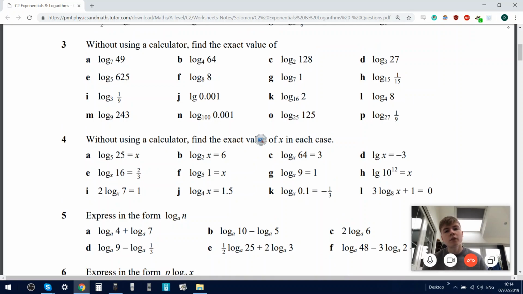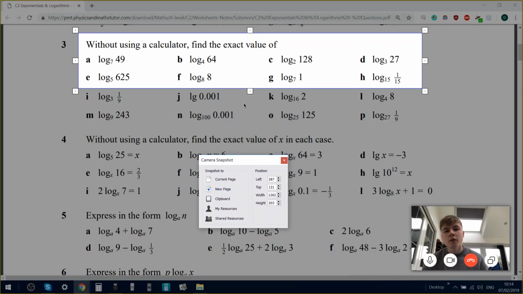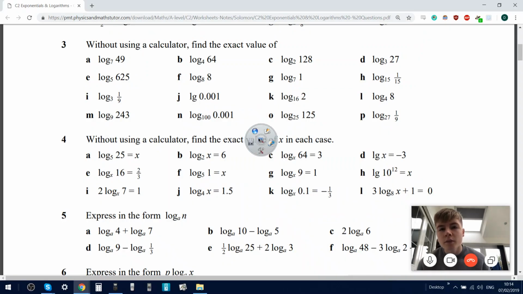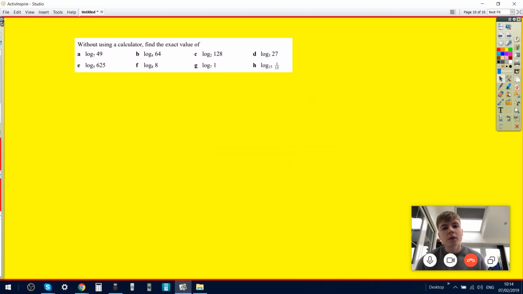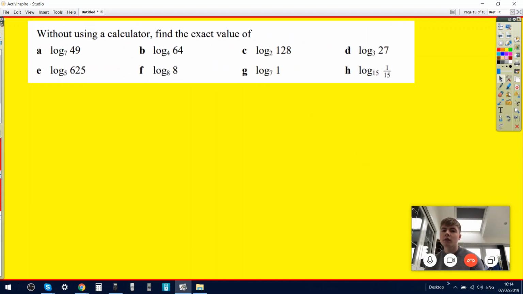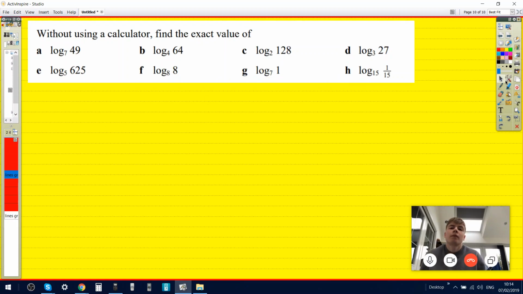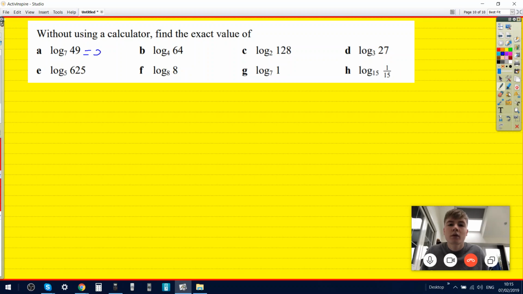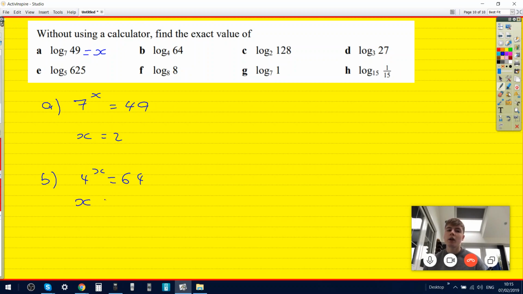So how would you do 3a? Log 7 equals 49. So it's log 49 base 7. So if that was equal to x, how would you find x? I'd go 7 to the power x equals 49, then x equals 2. Yeah. How about next one? 4 to the power x equals 64. And then is it x equals 3? Yes. And so on.